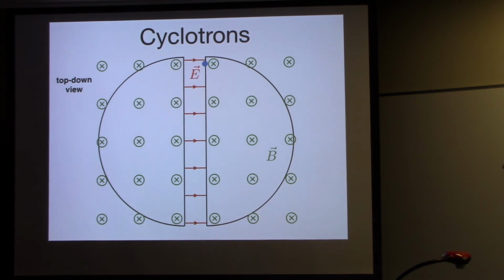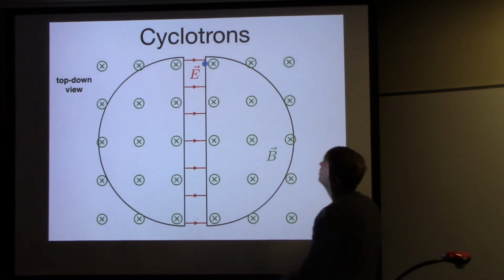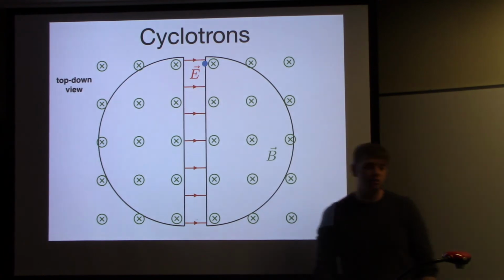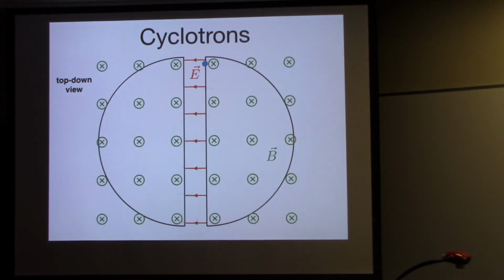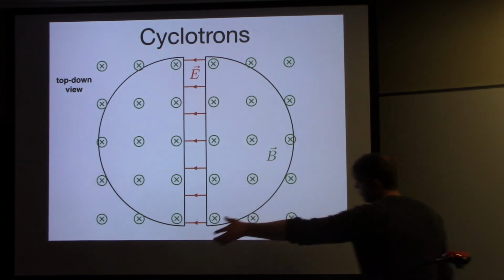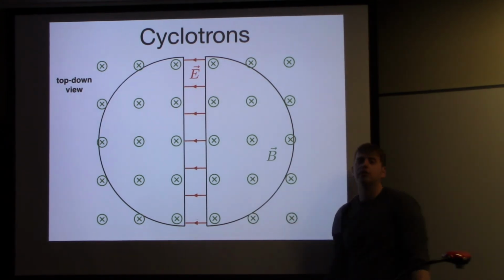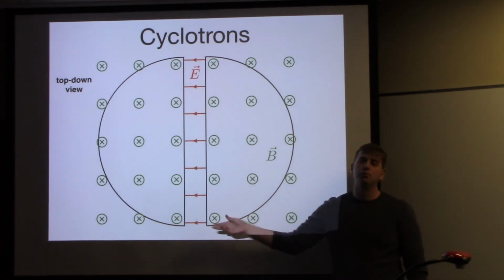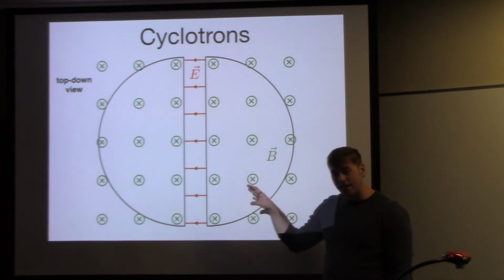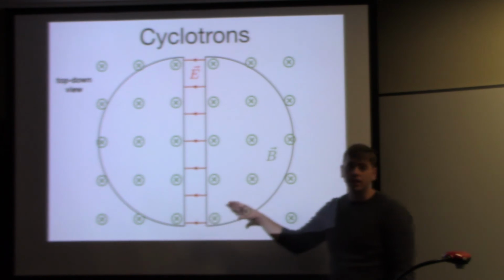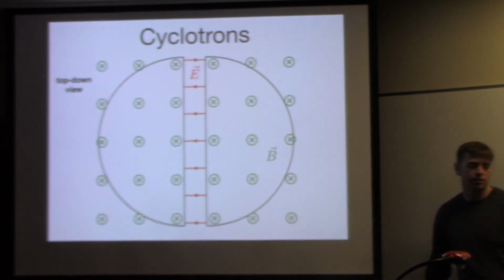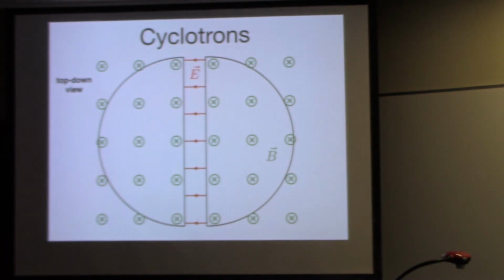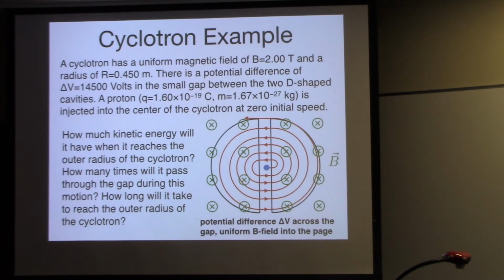Okay, moves in another circle, or another half circle, ends up over here. Again, we need the electric field to flip back the other way so it can accelerate even more. And then eventually it just flies out of this cyclotron. So it's not going to do this forever. It's going to only do it until it gets to the edge of the cyclotron. But the point is, by the time it gets to the edge of the cyclotron, it can be moving pretty fast. And so the next thing we'll do is make a calculation.